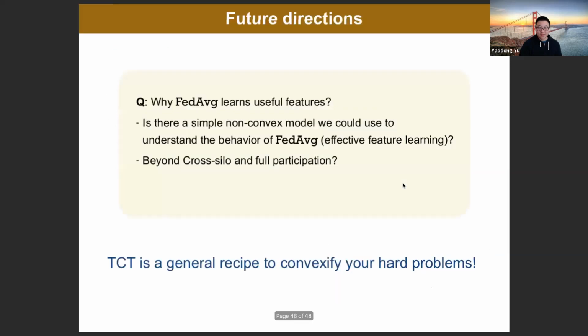Yeah, here is the very last slide for this talk. There are a lot of interesting questions after we have done this. As I mentioned earlier, we restrict ourselves to the cross-silo full participation scenario, so there are a lot of extensions that can be done. A very interesting question we also want to understand is why federated averaging is learning something useful.